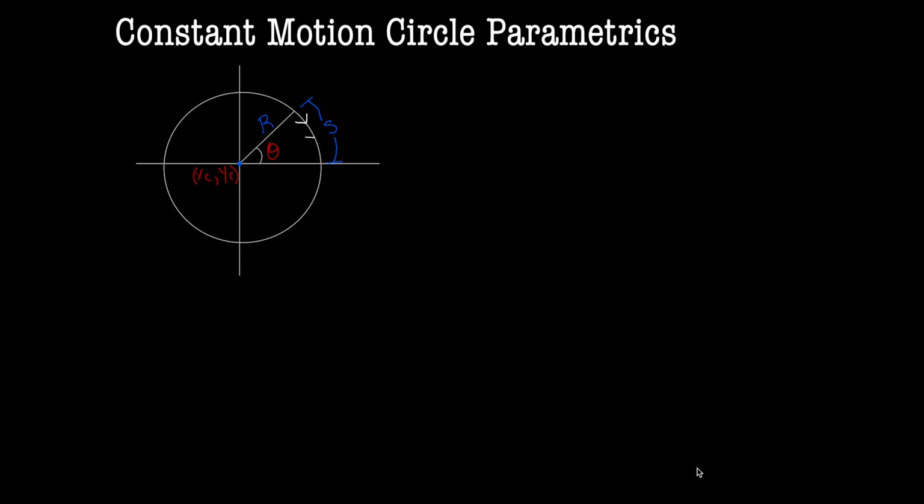In this video, we're going to be talking about a point moving around a circle at a constant speed. First, we're going to be building the parametric equation. That will be a baseline for all of them to come. So let's take a look at what we have.